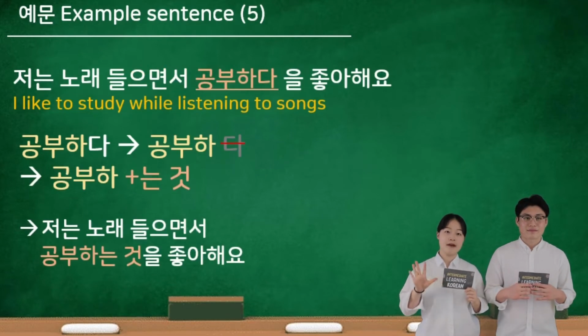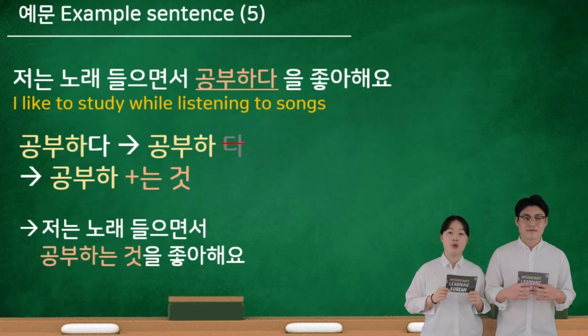This is the fifth example sentence. 저는 노래 들으면서 공부하다를 좋아해요. When we remove 다 from the verb 공부하다, we can use 는 것. So it becomes 저는 노래 들으면서 공부하는 것을 좋아해요.